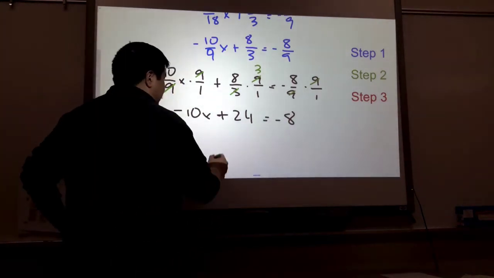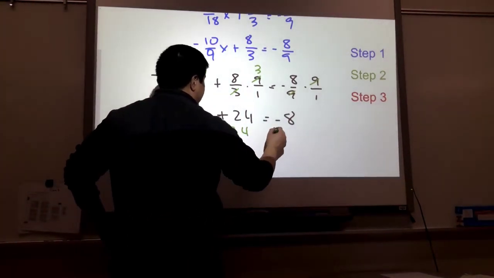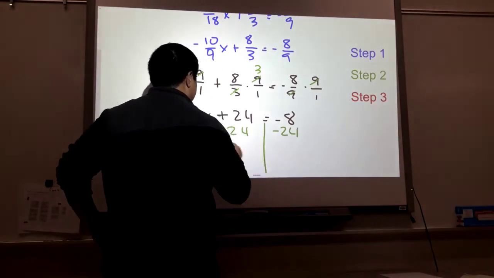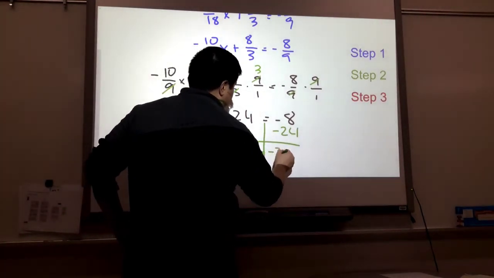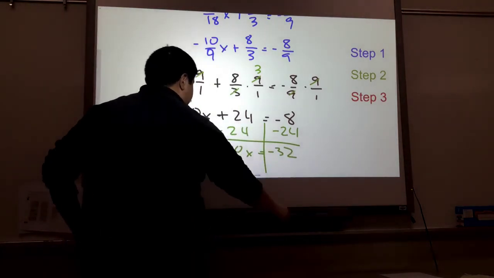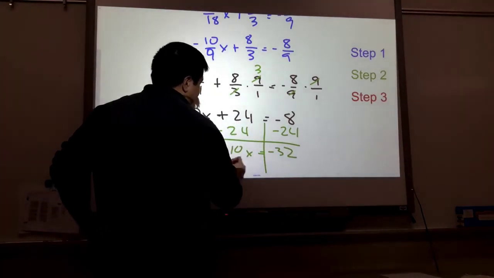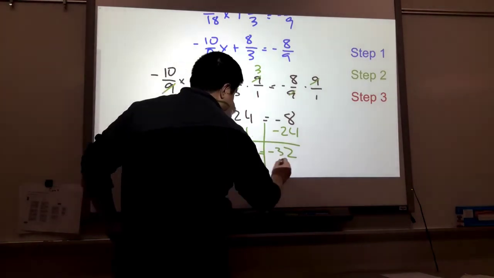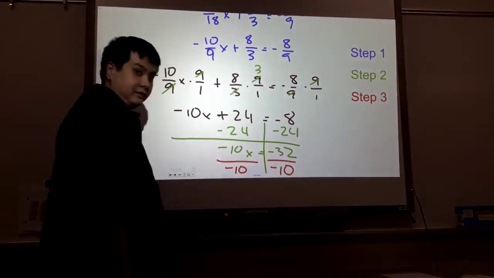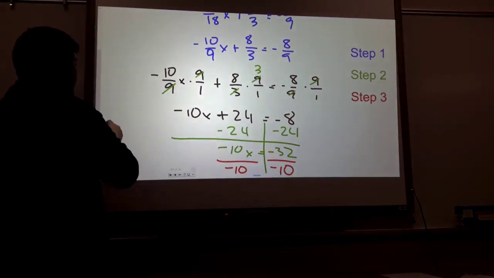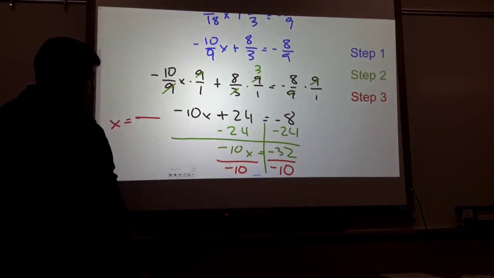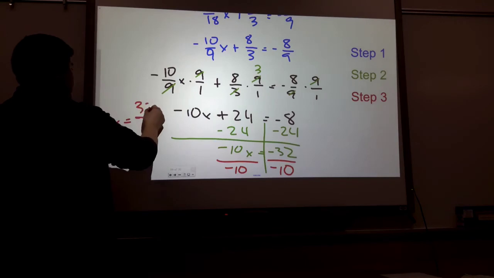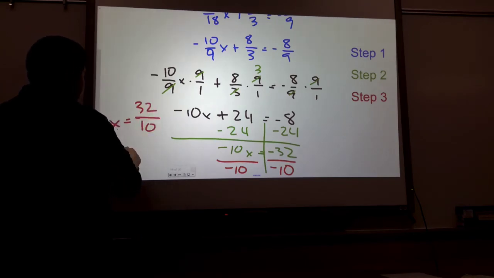Subtract 24 from both sides. We get negative 10x equals negative 32. Divide both sides in step 3 by negative 10. When we do that, we get x equals positive, because negative 32 divided by negative 10 is positive, 32 over 10, which simplifies to x equals 16 over 5.